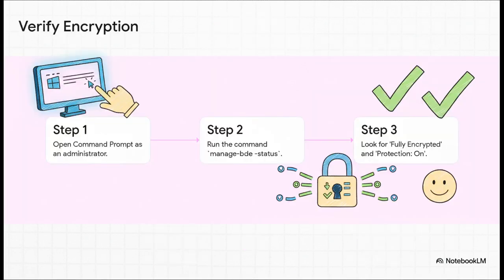The fastest way to get the ground truth on any device is with a simple command. Just open up Command Prompt as an admin and type manage-bde -status. You're looking for 2 confirmations: conversion status, fully encrypted, and protection status, on. If you see both of those, mission accomplished.